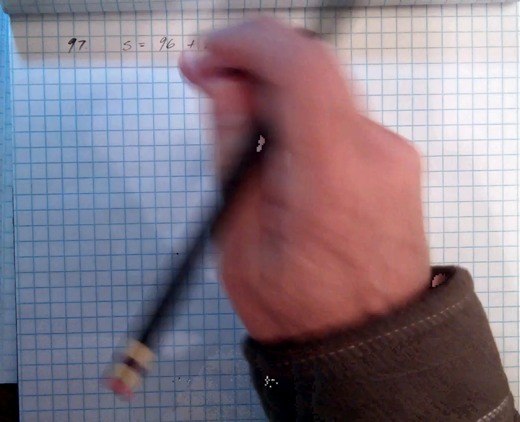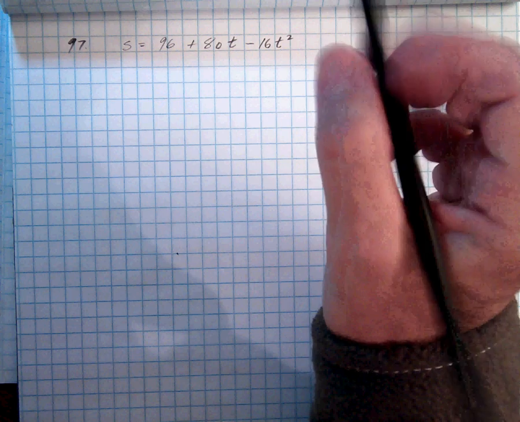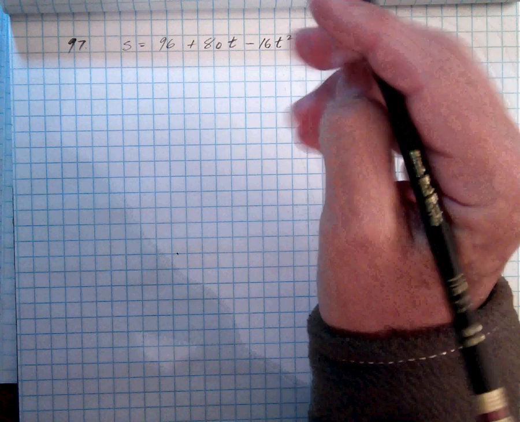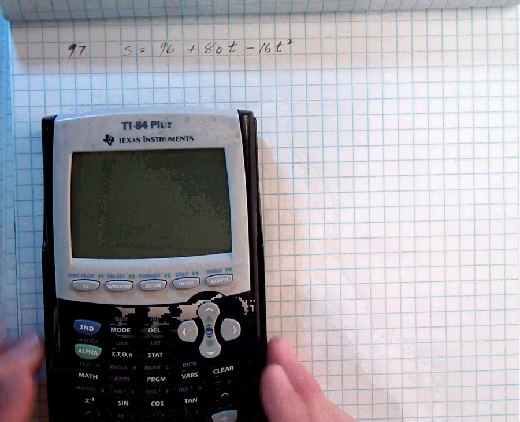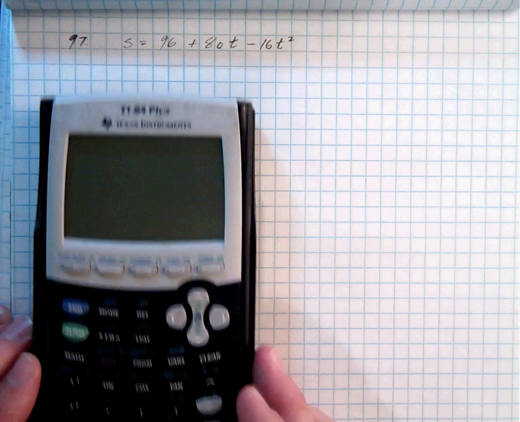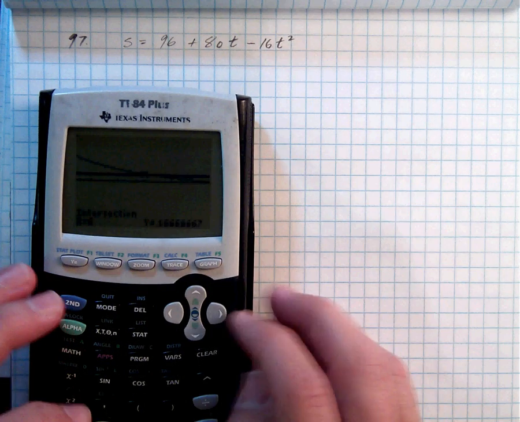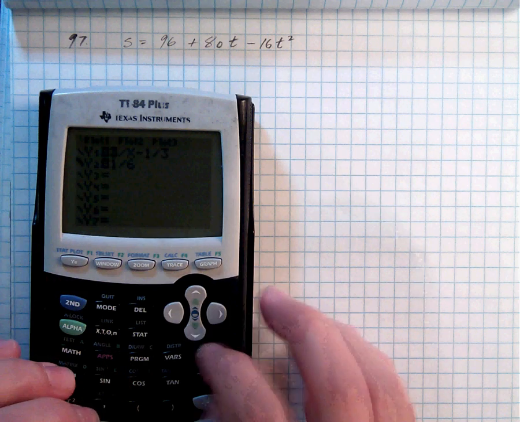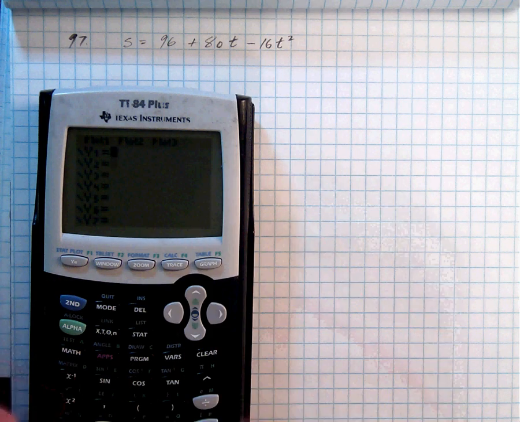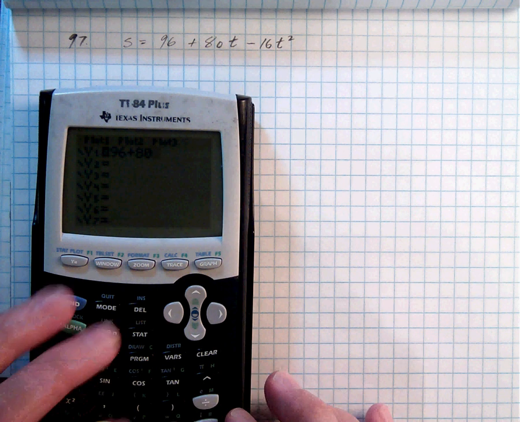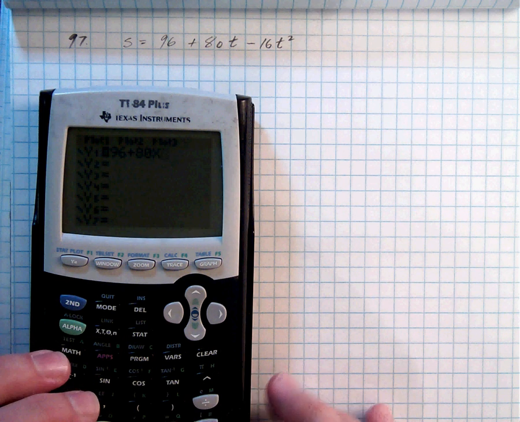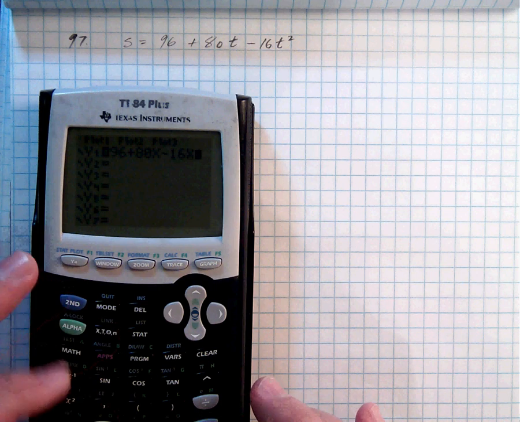So let's start off with the question, after how many seconds does the ball strike the ground? I'm going to do this first with the graphing utility, and then we'll look at how to do it by hand. So let's go to our graphing calculator, and I suggest you go ahead and do this with me. Put in 96 plus 80x minus 16x squared.